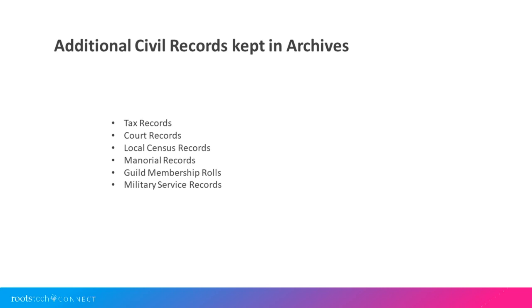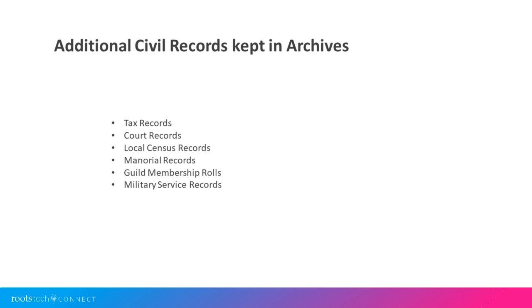Additional civil records are also kept in archives all across Germany. There are town archives and village and city archives. There are provincial archives and national archives. And these archives contain, but are not limited to, tax records, court records, local census records, manorial records, guild membership rolls, military service records, etc.